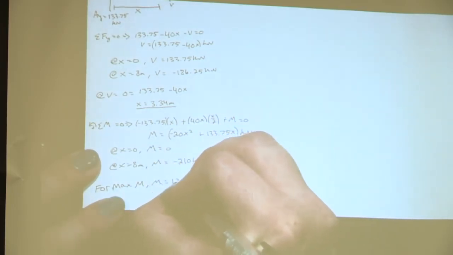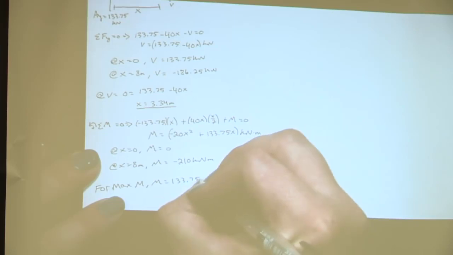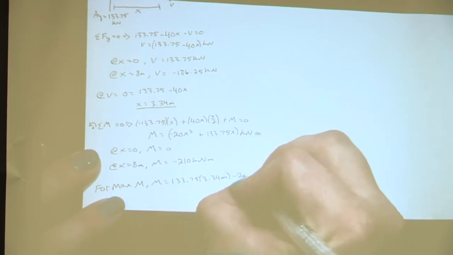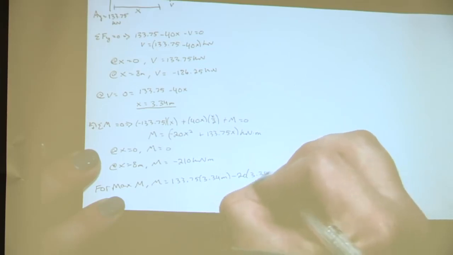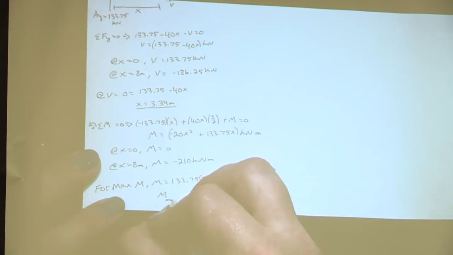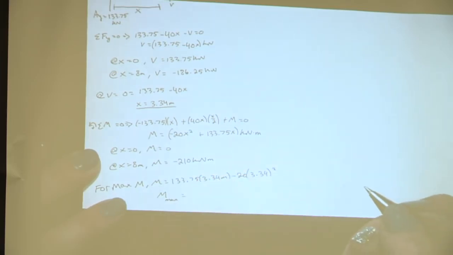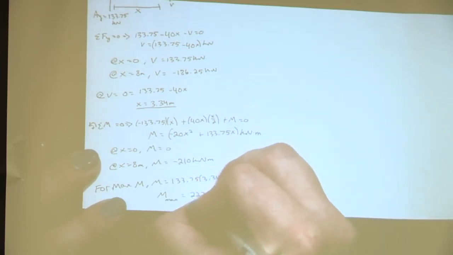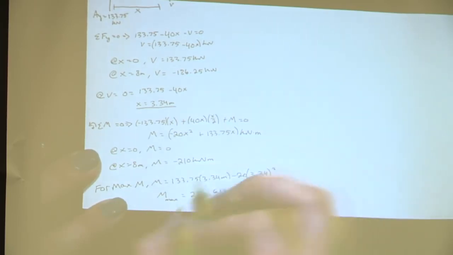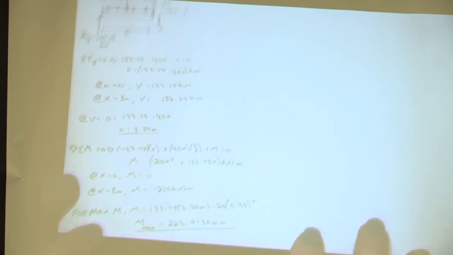is equal to 133.75 times 3.34 minus 20 times 3.34 squared. And what will that give us for m? 223.613. Okay. Now, where do we go from here?